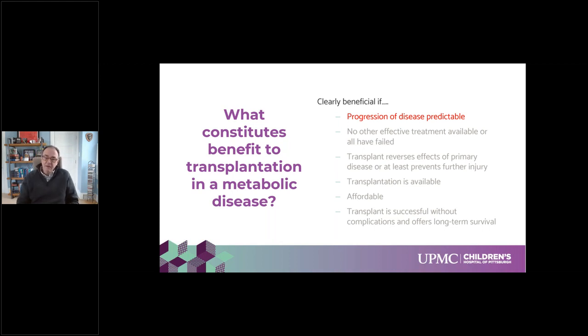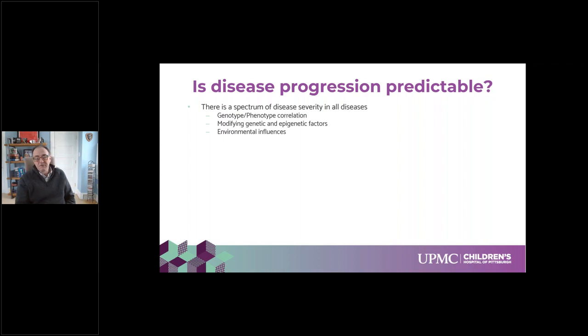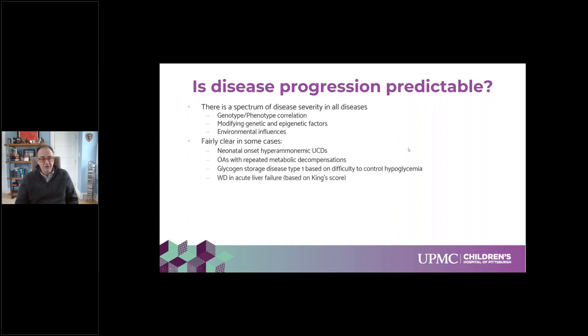We'll be thinking about the progression of liver disease, of the disease in general. Disease progression can be very difficult. There is a whole spectrum of disease severities in all diseases, including these simple single gene defects. There are genotype-phenotype correlations, there are modifying genetic and epigenetic factors, and there are environmental influences that all alter the expectation of progression of a disease, and at least the rate of progression.